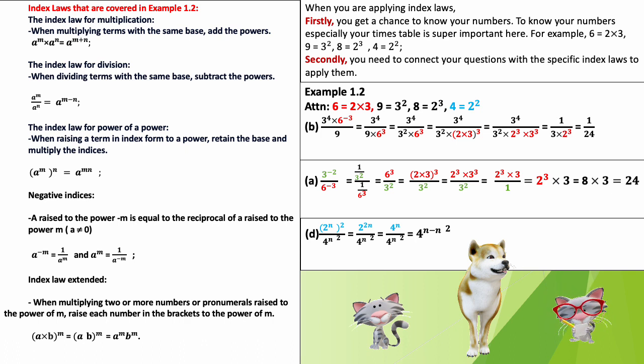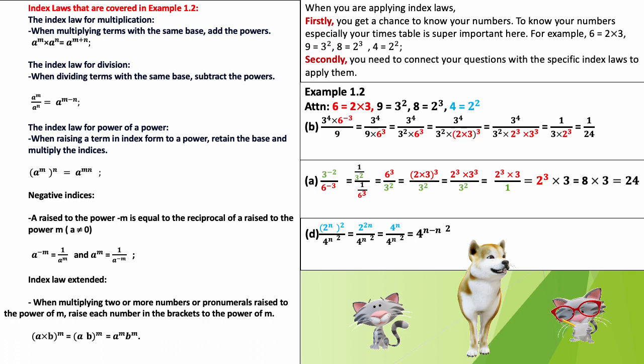The result is 2 cubed multiplying 3 over 1. And this 1 could be omitted. So we get 2 cubed times 3. Because 2 cubed equals 8. And 8 times 3 will give you 24. So 24 is the final result of A.